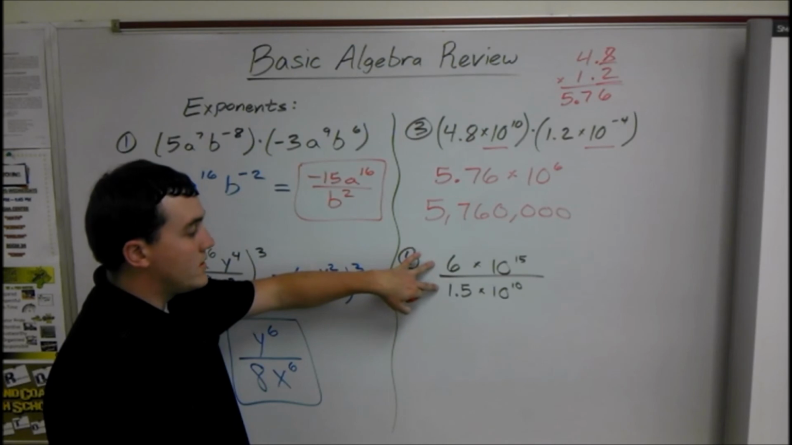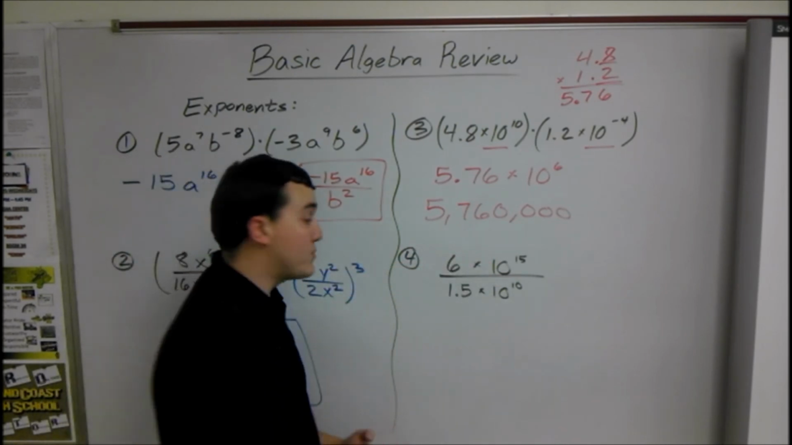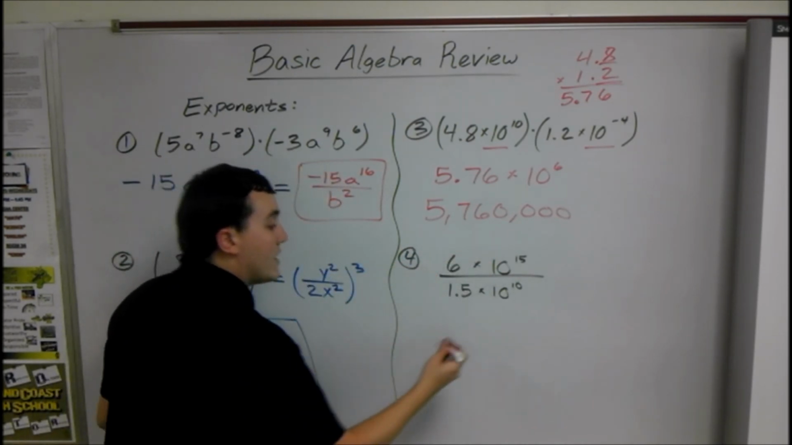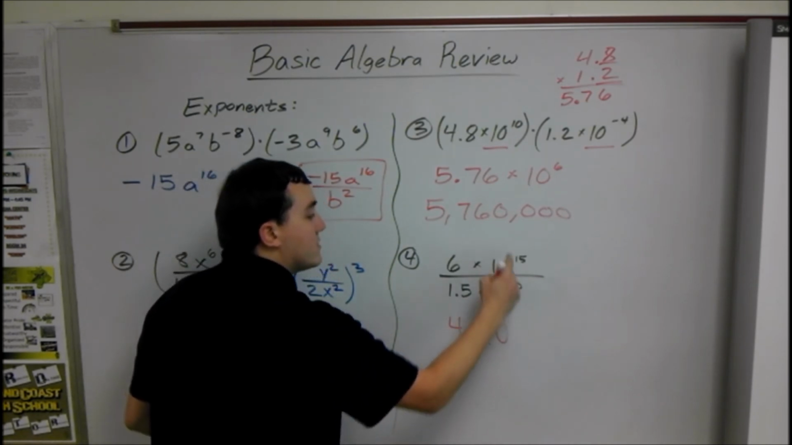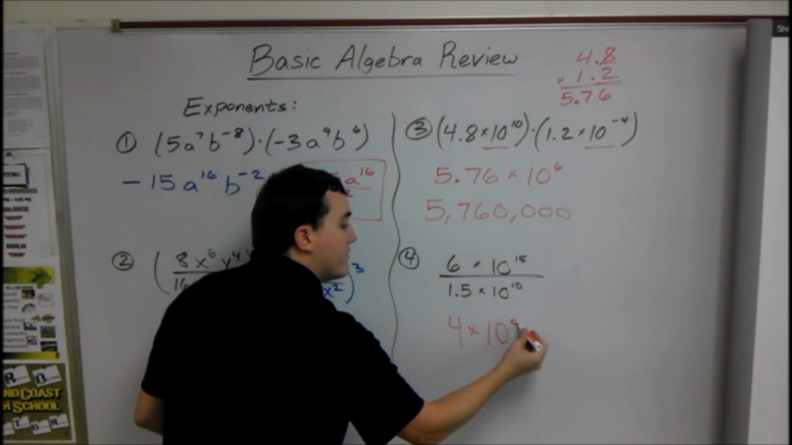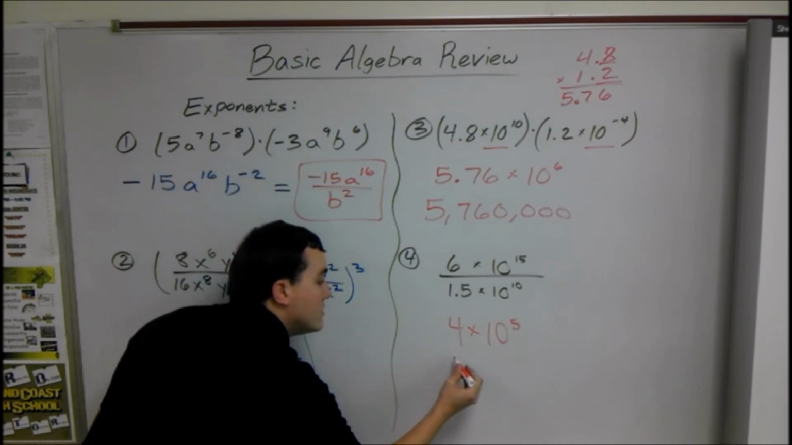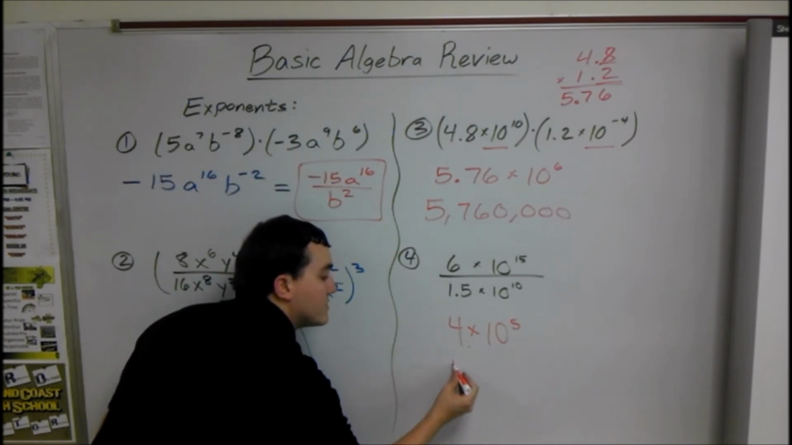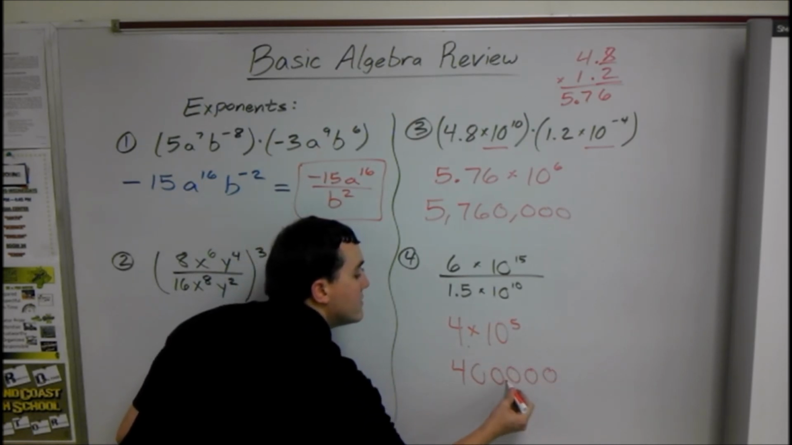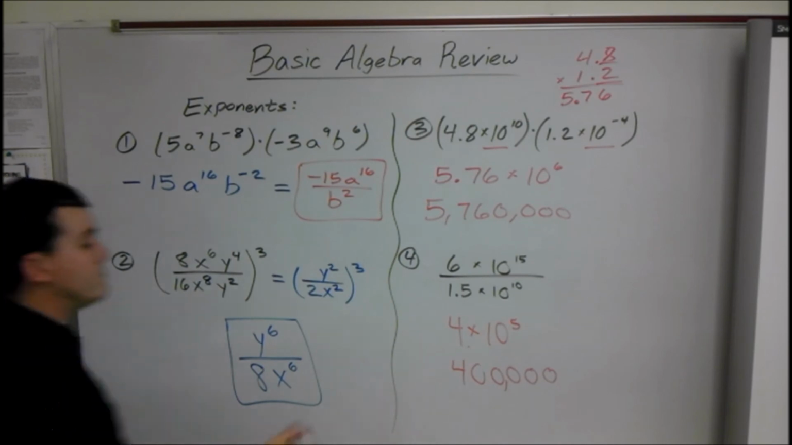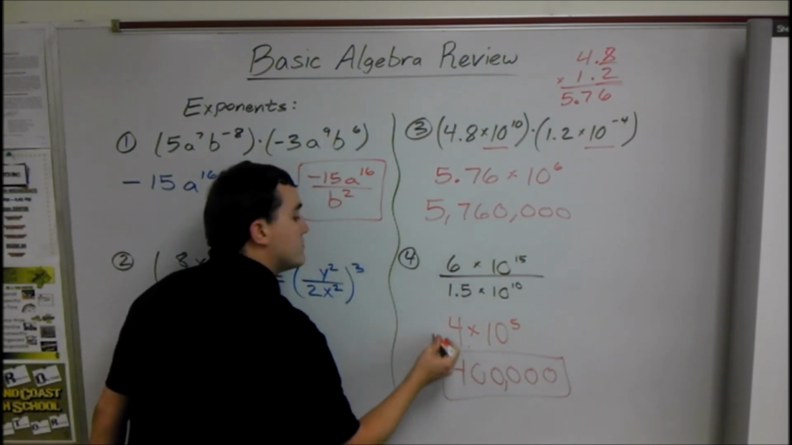Here, same thing. We're dividing, so we're going to subtract the exponents. 6 divided by 1.5 is 4, times 10 to the 15 minus 10, which is 5. And if you want to, move the decimal place 5 places that way. 4, 1, 2, 3, 4, 5. So 400,000. But that's fine too.